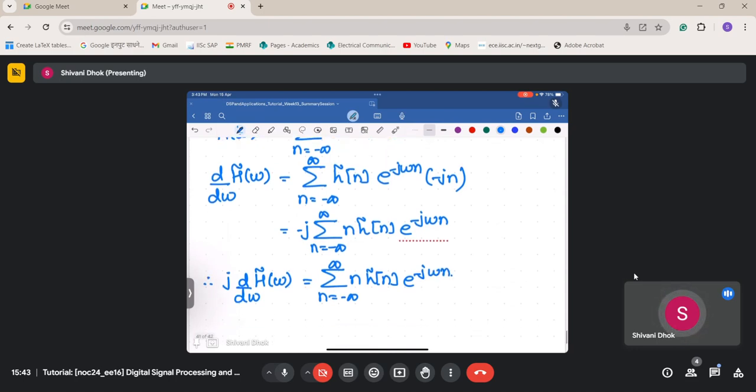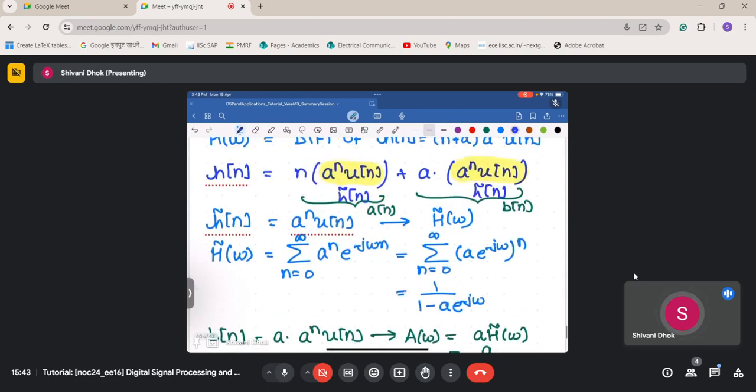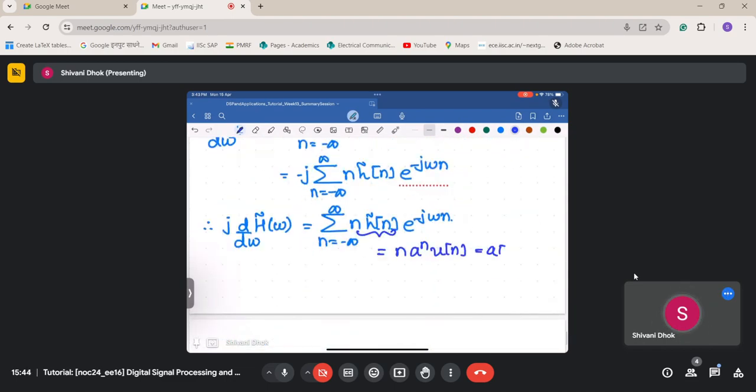So n into h tilde of n is equal to n into a to the power n into u of n. So n into a to the power n u of n is equal to a of n.